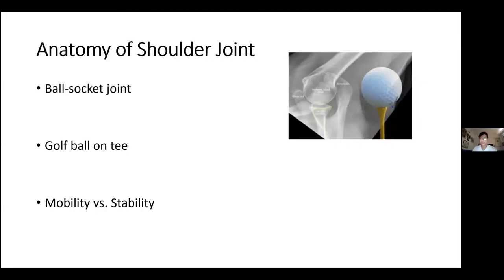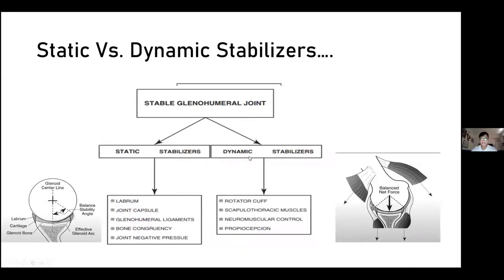The shoulder is highly unstable during some range of movement and in different activities, leading to an unstable shoulder. And there are various dynamic and static stabilizing structures that will help to contain the shoulder in its normal position. Of the static stabilizers, the most important are the labrum, the joint capsule, glenohumeral ligaments, and the negative joint pressure.